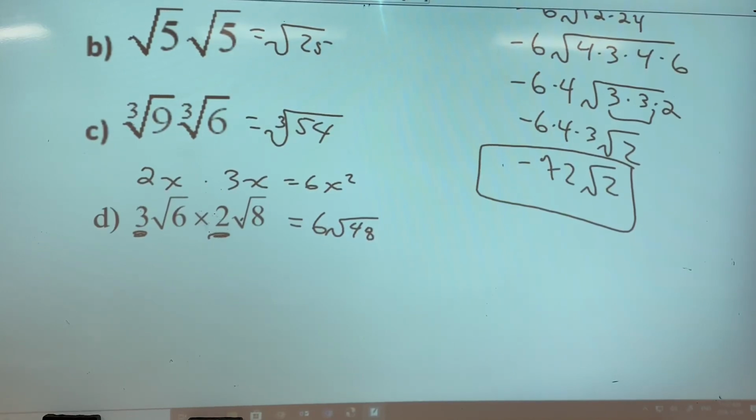That's really it. That's the lesson today. We'll do some distributive property with radicals.